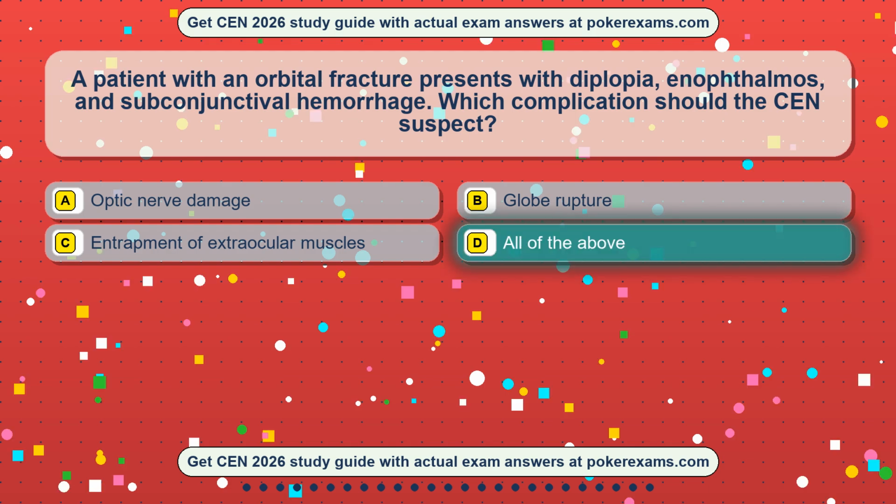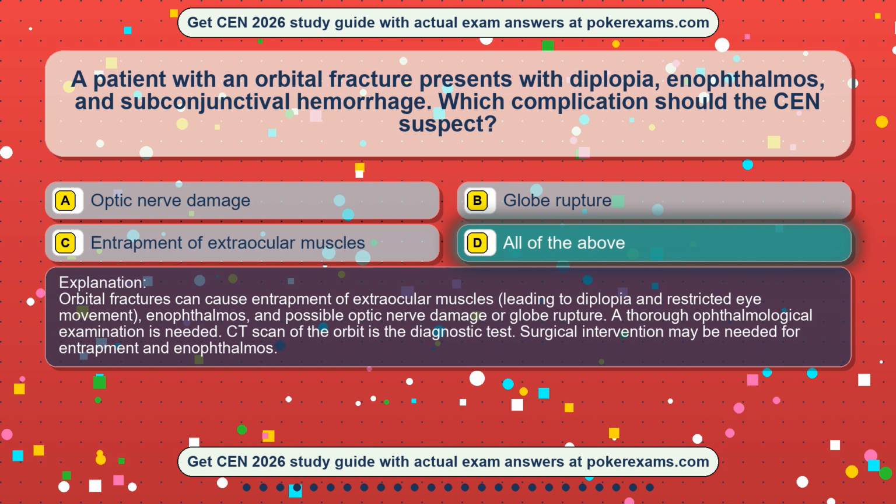The correct answer is option D, all of the above. Orbital fractures can cause entrapment of extraocular muscles, leading to diplopia and restricted eye movement, ophthalmos, and possible optic nerve damage or globe rupture. A thorough ophthalmological examination is needed. CT scan of the orbit is the diagnostic test. Surgical intervention may be needed for entrapment and ophthalmos.